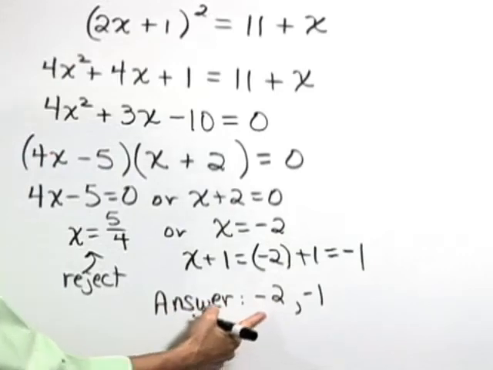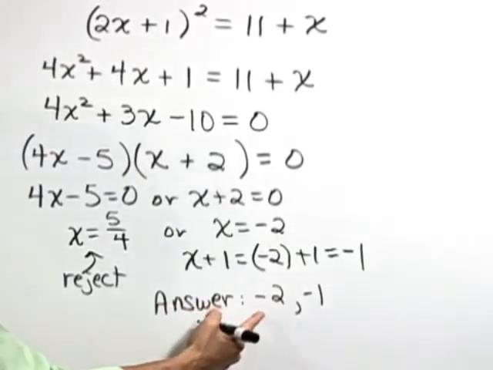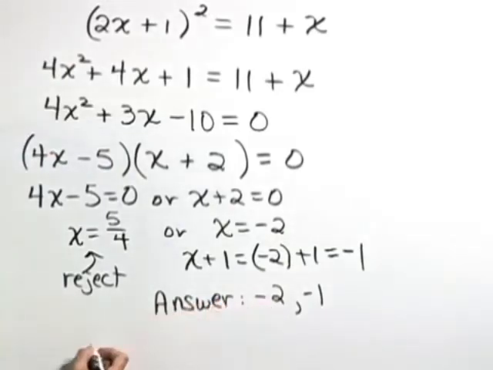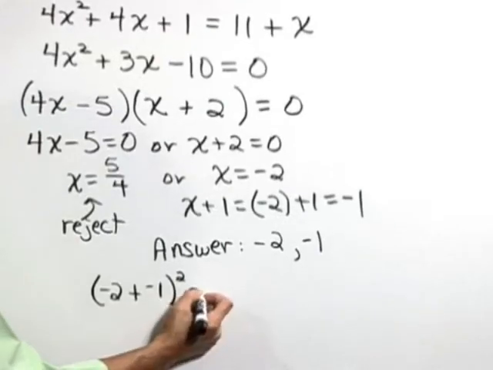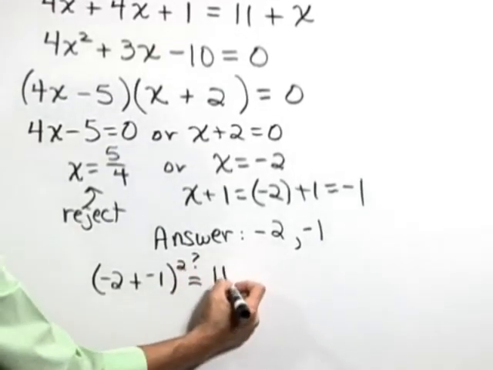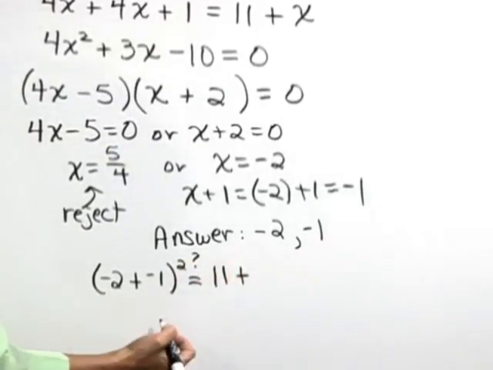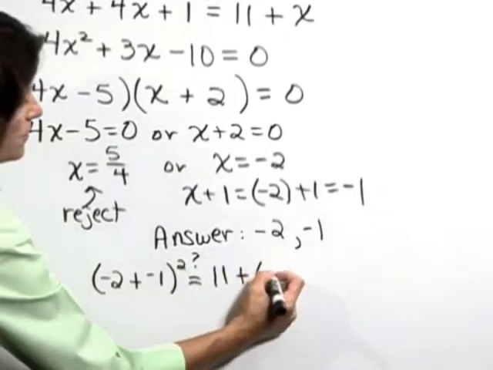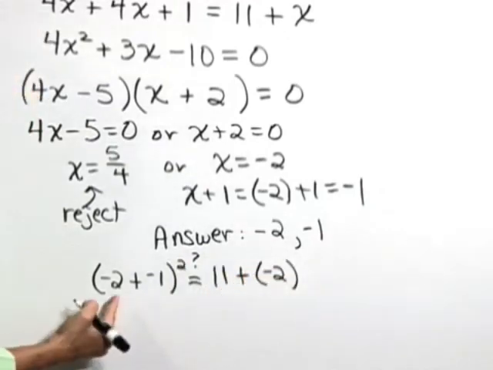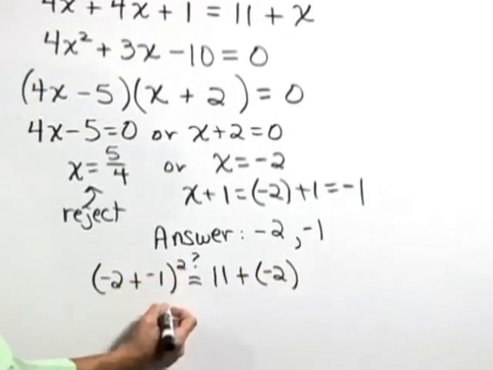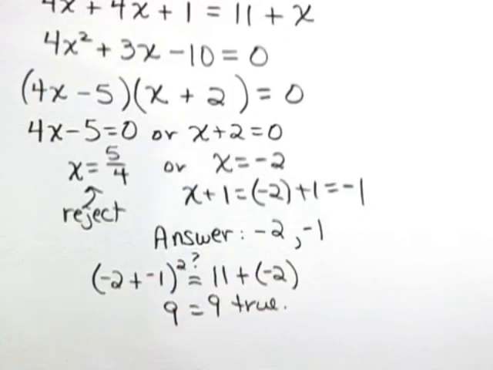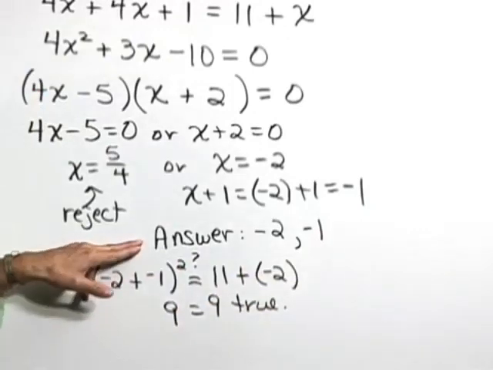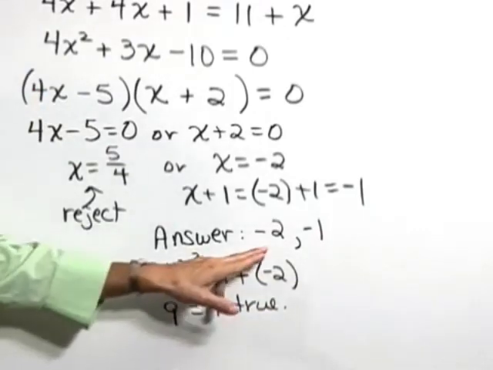Now as a last step, let's quickly check those. We're given that the square of the sum, so negative 2 plus a negative 1 squared, should be equal to 11 more than the lesser integer, negative 2. Is this indeed true? In other words, is negative 3 squared, or 9, equal to 9? Yes, that's a true statement. Things check out. So we can say that our correct answer then is the integers negative 2 and negative 1.